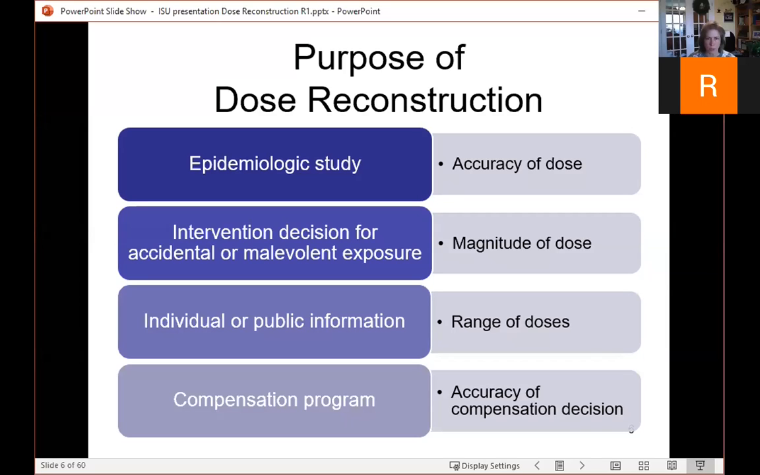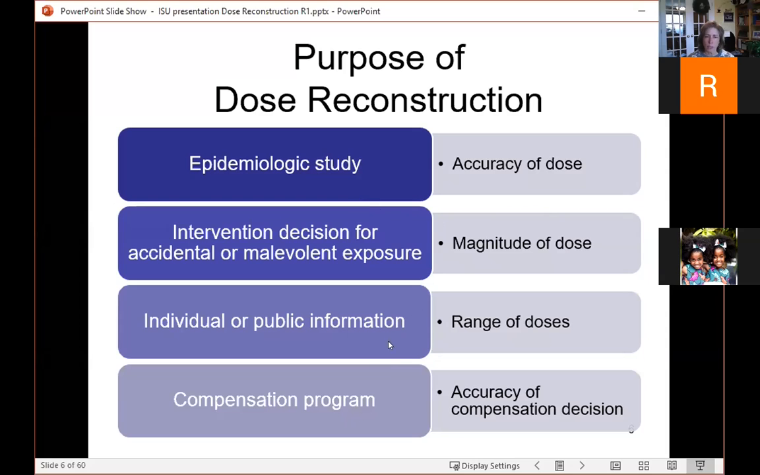...or malevolent exposure. And in that case, you want a rapid dose assessment. You're only interested in the magnitude. You don't need a very accurate dose because you want to take quick action depending on what the magnitude might be. There's individual or public information, such as studies that show what the average range of doses is for a population of a country or a particular region. And in that case, you're looking at a range of doses, again, not a specific accurate dose assessment, because it's going to be different for different people.